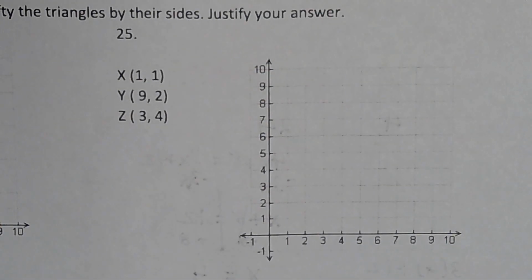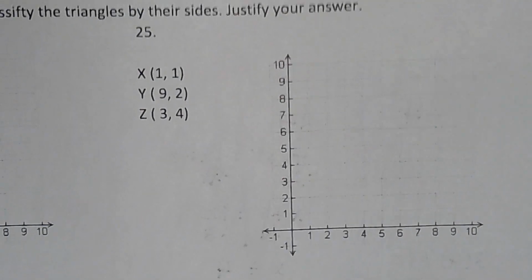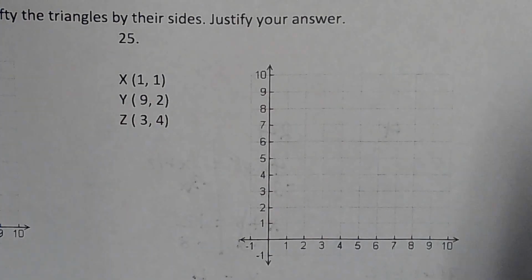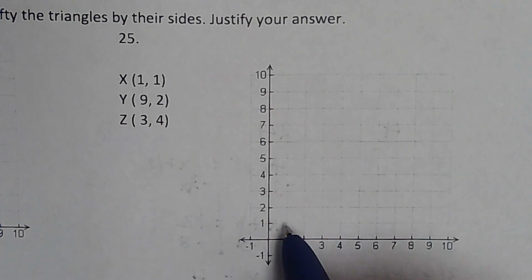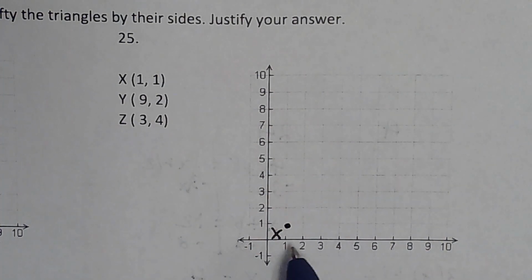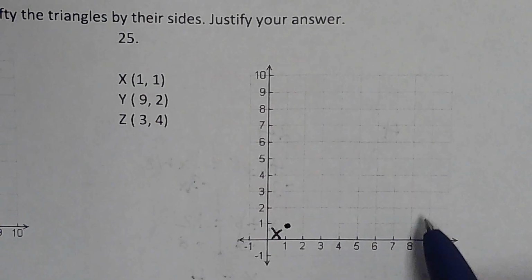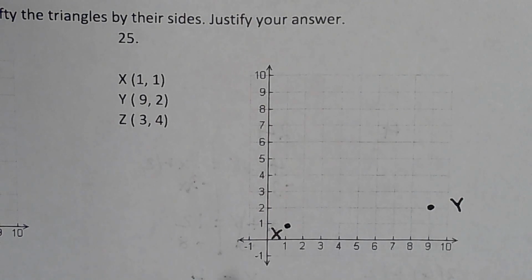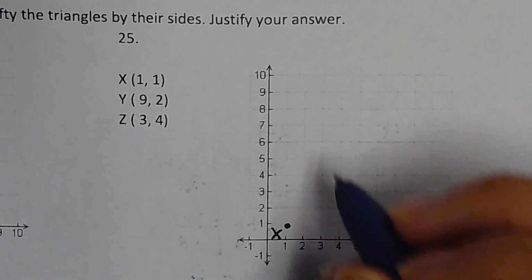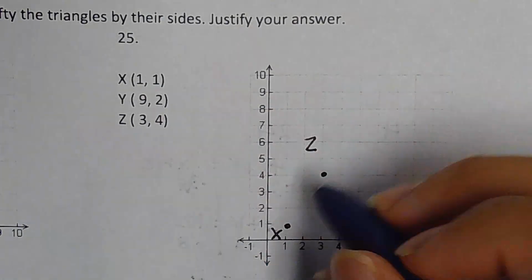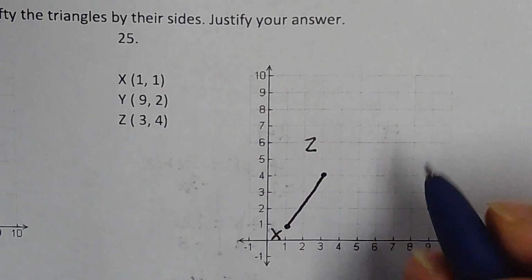Now for the fun one, 25. For these, you are to plot the following points and use them to classify the triangles by their sides. Okay, so X is going to be at 1, 1. So here's 1, 1. Y is at 9, 2. So I'm going to go over to this 9 and up to the 2. And Z is at 3, 4. So I'm going to go over here to this 3 and up to the 4. And I'm going to connect these dots.